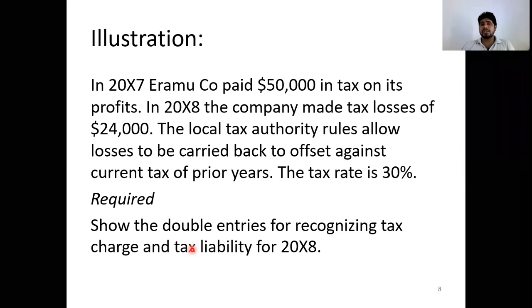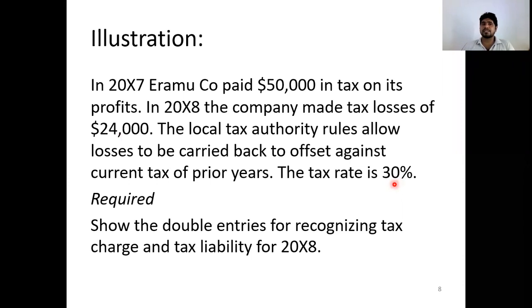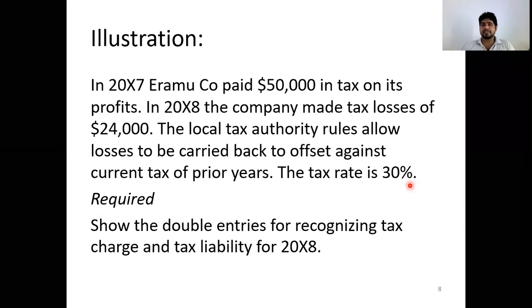This 50,000 is a profit, and the corporate tax is 30%. This 24,000 is not a tax payment. It's a loss, right? Taxable loss, 24,000. Tax rate is 30%. Then how much is the tax credit? Tax loss of 24,000 into 30% equals 7,200. This 7,200 we have to keep as an asset, under current assets.